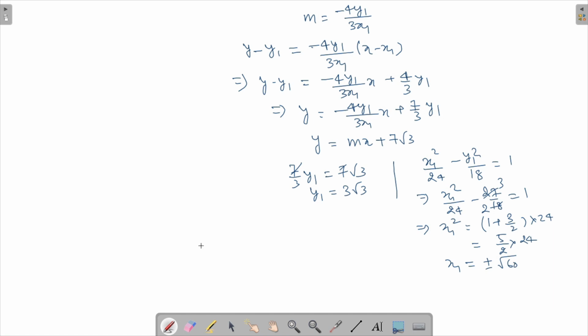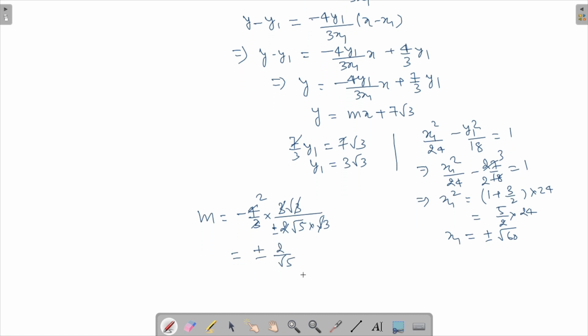Now I substituted here to get the value of m, which is minus 4 by 3, and y1 was 3 root 3, while my x1 is square root of 60, which could be written as 2 times root 5 times root 3, right? And then there could be a plus or minus sign both. Now this root 3 would cancel, 2 will cancel, 3 will cancel. So what I get in the end is plus minus 2 upon root 5. Right, so one of the values of m would be plus 2 upon root 5.